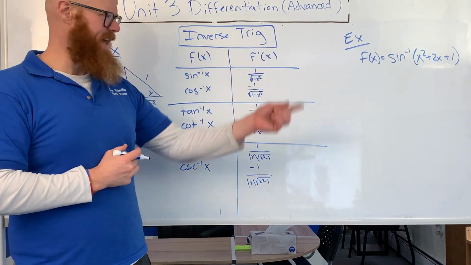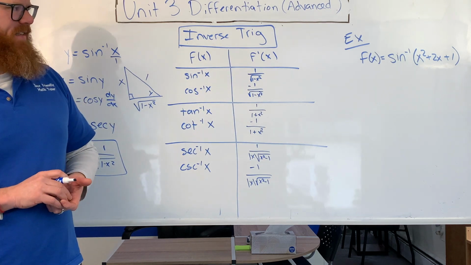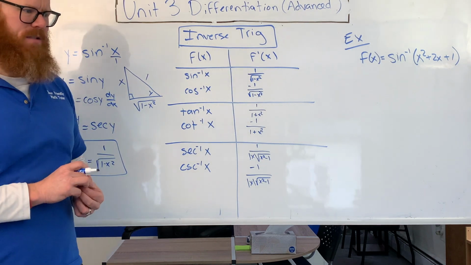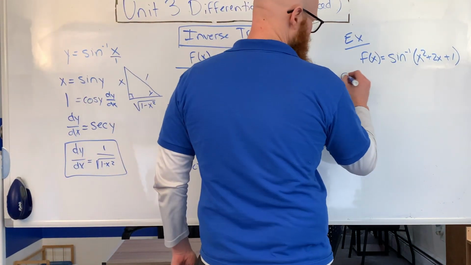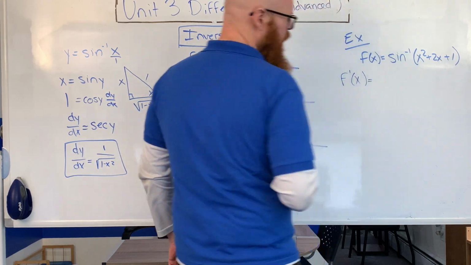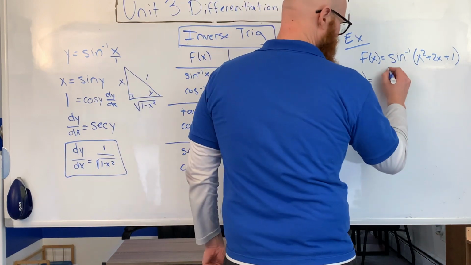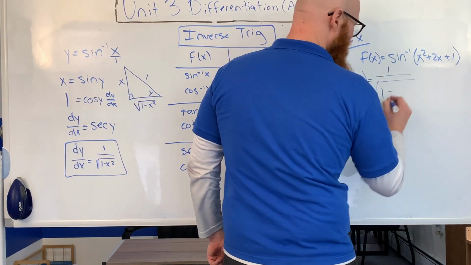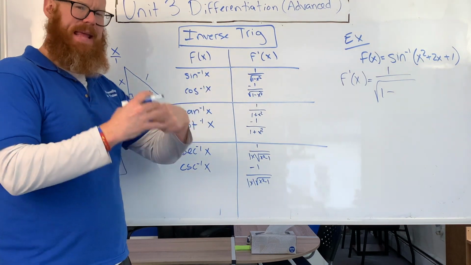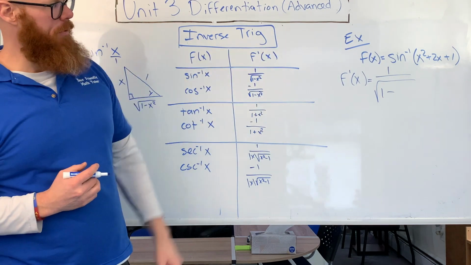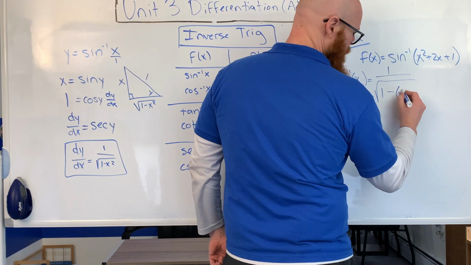And then I'm just going to do one example of how you would use these formulas. So let's say we have f of x is sine inverse of x squared plus 2x plus 1. What we're going to do is use the chain rule. So if I want to find the derivative, f prime of x, the derivative of sine inverse is 1 over root 1 minus x squared. But they really just mean the input, whatever the input is, squared. Well, our inside function is x squared plus 2x plus 1. So I'm just going to put that in parentheses.